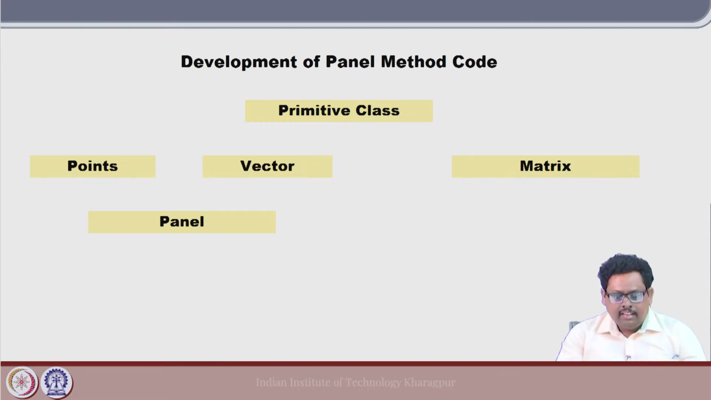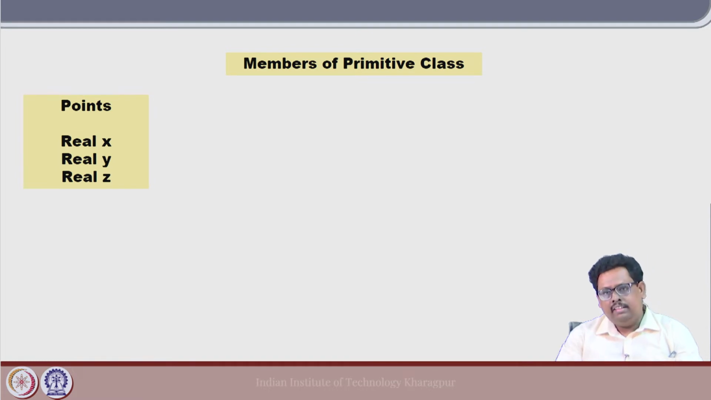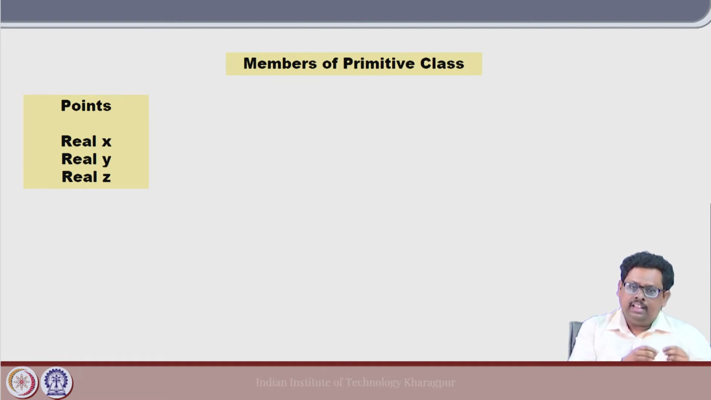Okay. Next, we need to understand what the members of the primitive class are. If you look at the point, the point has the x coordinate, y coordinate and the z coordinate. That is why I call these classes primitive classes, because the members of this class are basically either real numbers or integers.